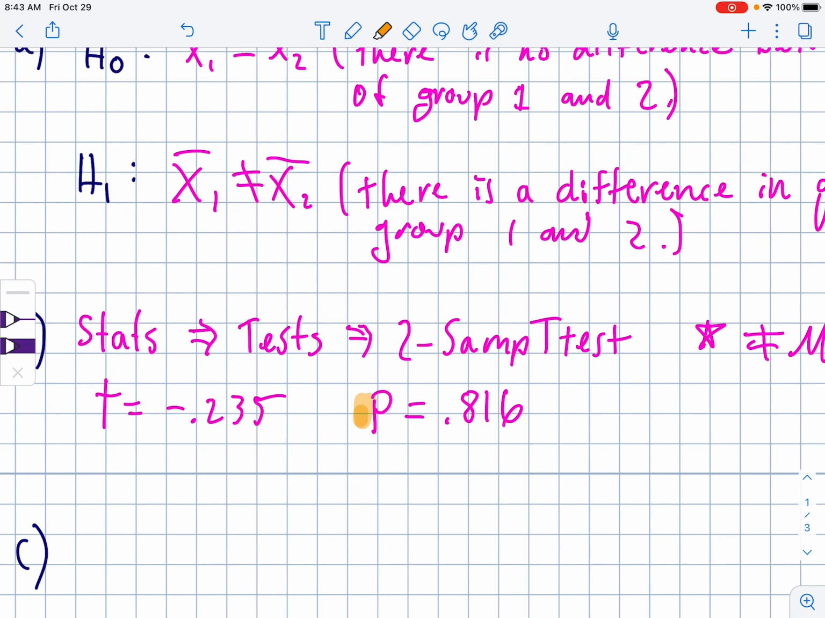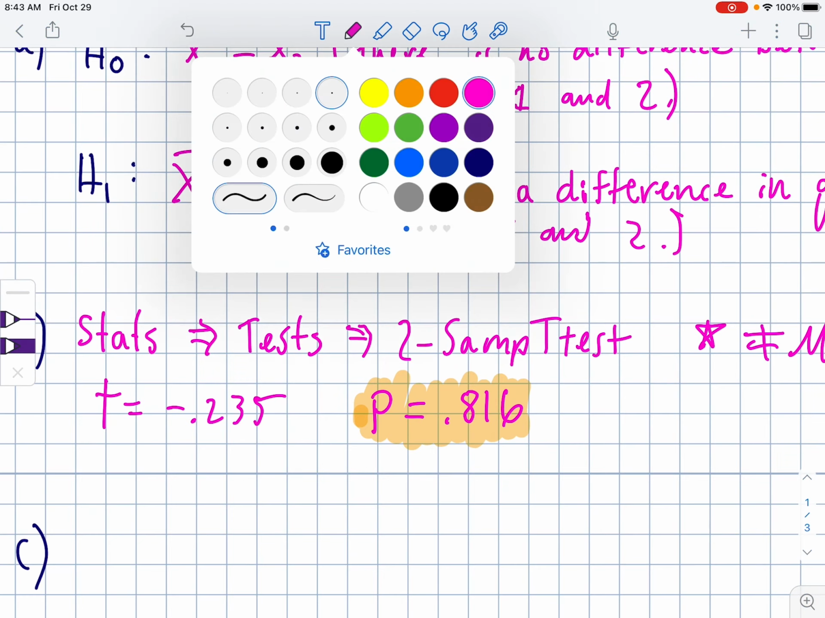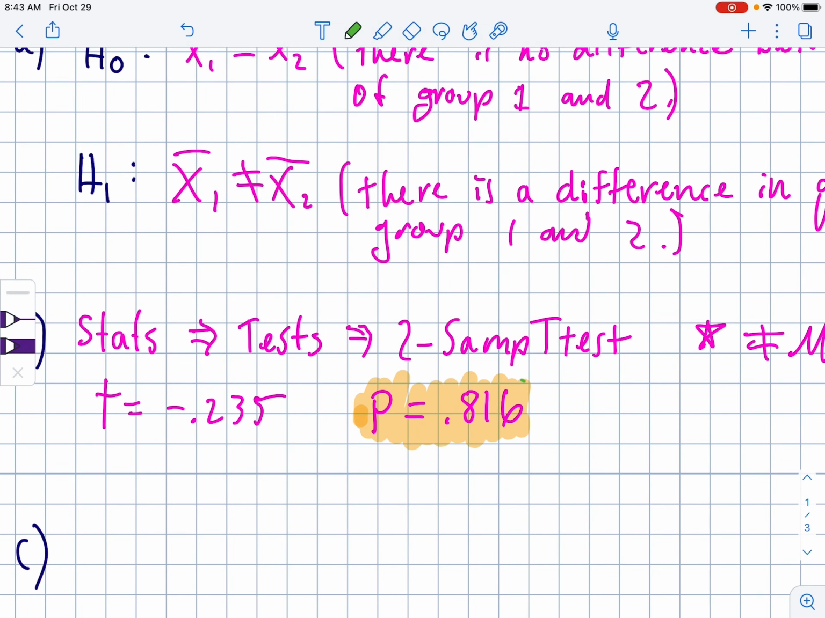For this class, this is really all you need. There's other stats classes where you'll actually use the t value in different ways, but we're just going to look at the p value.